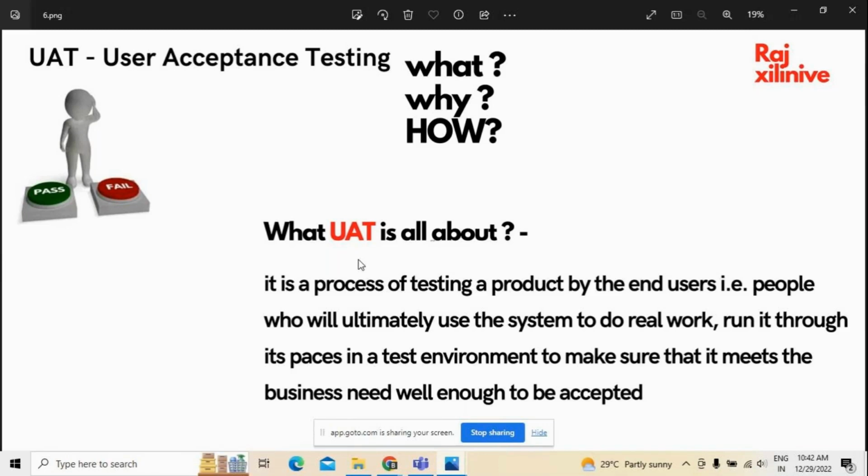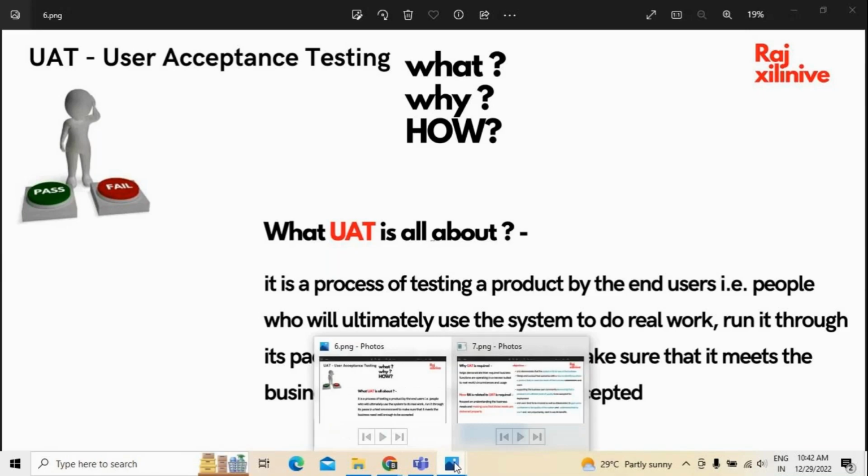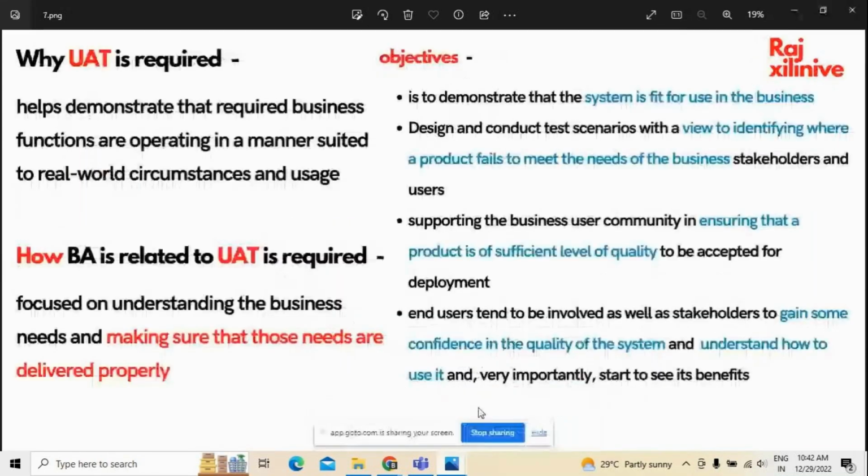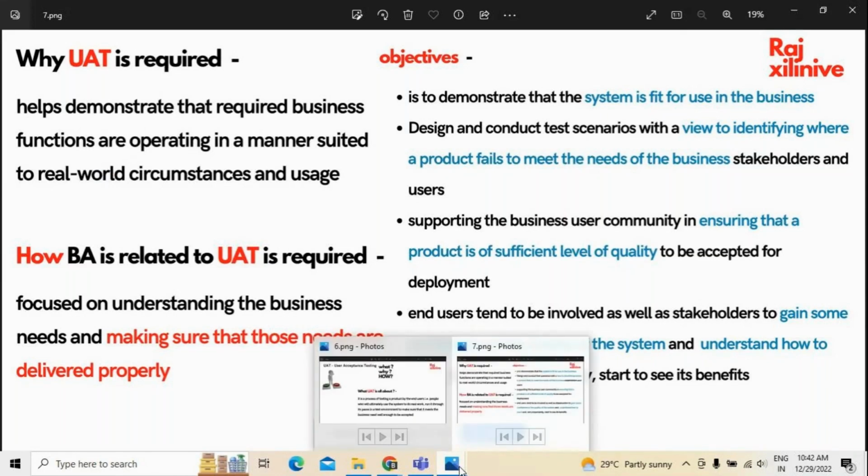One is what user acceptance testing is all about, and second, why user acceptance testing is required in application development, followed by the objectives we have. At the same time, I'm going to discuss how it relates to a business analyst, because the business analyst role is essentially important for application development. So one must know in what way a business analyst is involved in user acceptance testing.